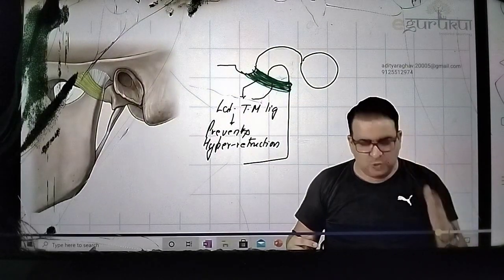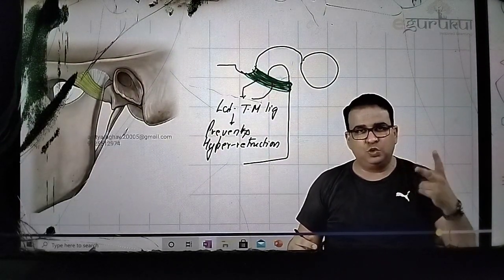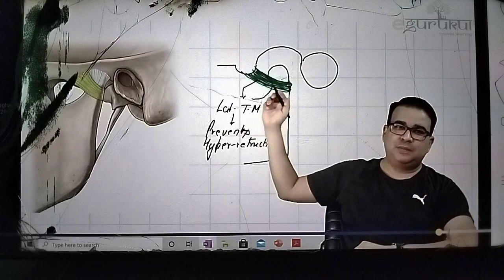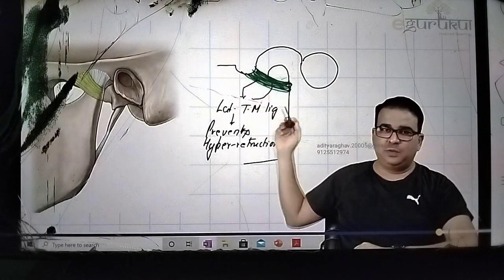So that is what a true ligament is. When you talk about the true support, there are two true supports. One is the capsule, and then this ligament which is coming from the articular tubercle and surrounding the neck of the mandible, which prevents the hyper-retraction.